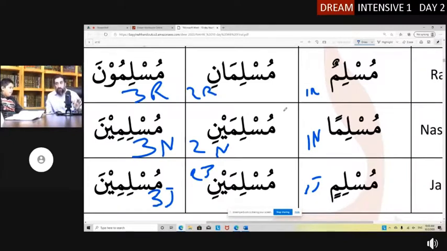What I'm trying to tell you is now you're moving on to the next step. The next step is, how do you tell if something is rafa or nasab or jar? If the word is talking about one thing, like one book, then the way to tell it's rafa is you see an un at the end. An an at the end will be nasab and an in at the end will be jar. But if it's two things, like two books, then you're not going to see un at the end. If you want to talk about it as rafa, you'll see ani at the end.